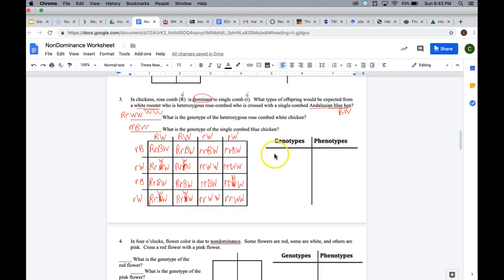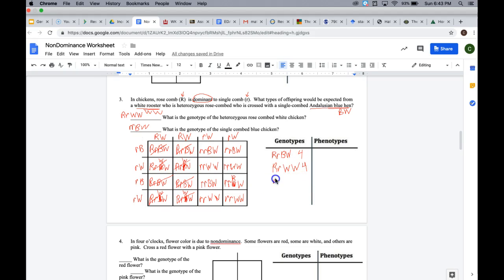All right, so let's write the genotypes. I have heterozygous, rose comb, BW. And how many of those do I have? So 1, 2, 3, 4. Then I have still heterozygous, but I have white chicken. And I have 1, 2, 3, 4.